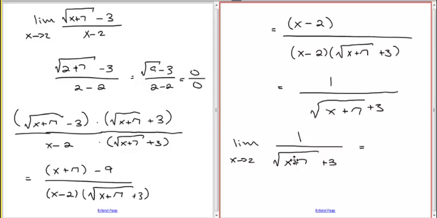And that's why evaluating this simplified function at x equals 2 is going to give you the limit, because you're approaching from one side and from the other side, and the only difference is that one has a hole and one doesn't have a hole.